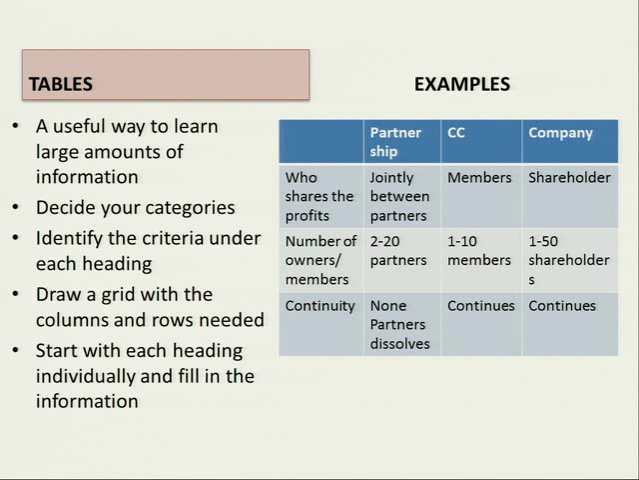If we go to the next criteria, the number of owners or members. In a partnership, 2 to 20 partners forms a partnership. A close corporation, 1 to 10 members is needed. And a company, 1 or more. 1 to 50 for the private company, and 1 to unlimited for the public company. Continuity in the partnership, there's no continuity. The partnership is dissolved when one of the members die. In a close corporation, as well as in a company, there is continuity because these are legal entities.